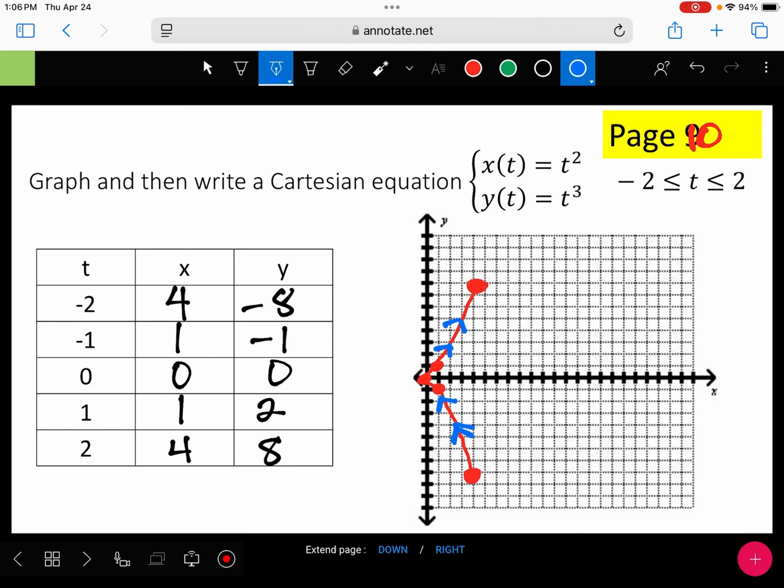Now this one doesn't quite look like a curve. This one should look a little bit more pointed. So you can now start homework 19, like you can do the graphing part.